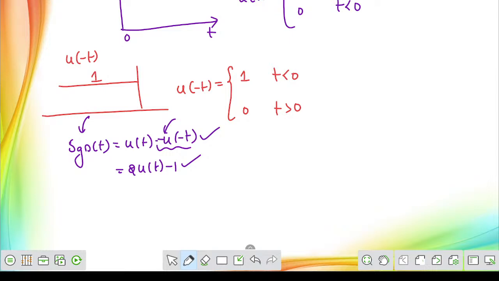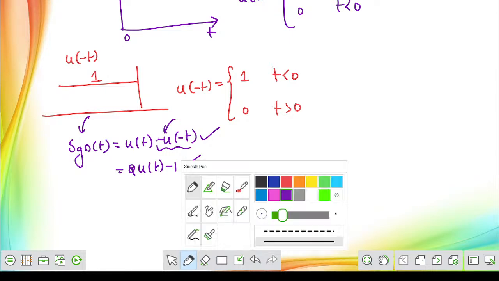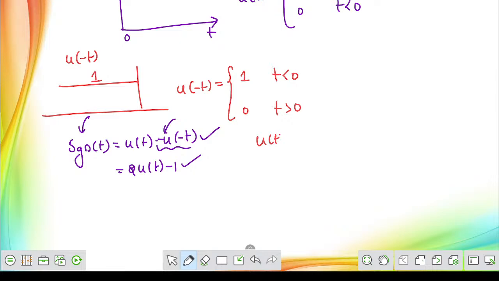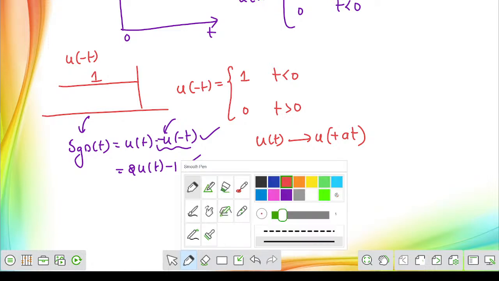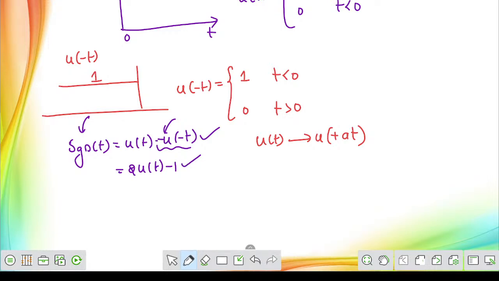Apart from this, another most important property, which is repeatedly asked in the exam, is this: if a step signal u of t is given and it is scaled by a factor, u of at, plus or minus whatever it is, what will happen, sir? Because of scaling, not shifting. Shifting will change the signal property.